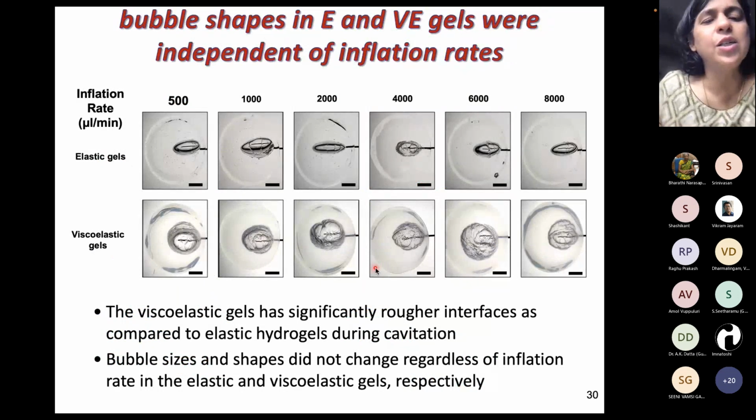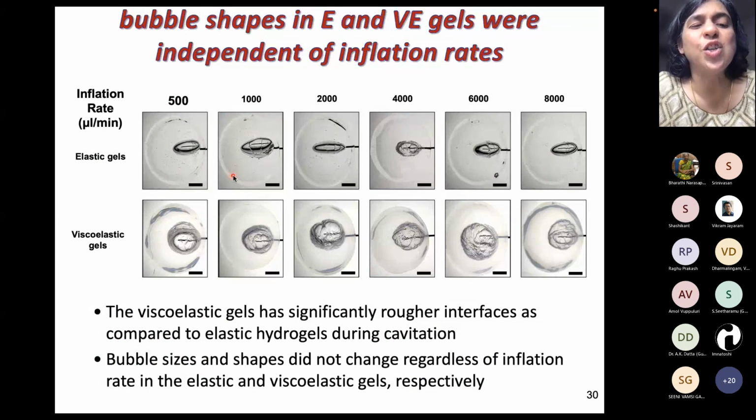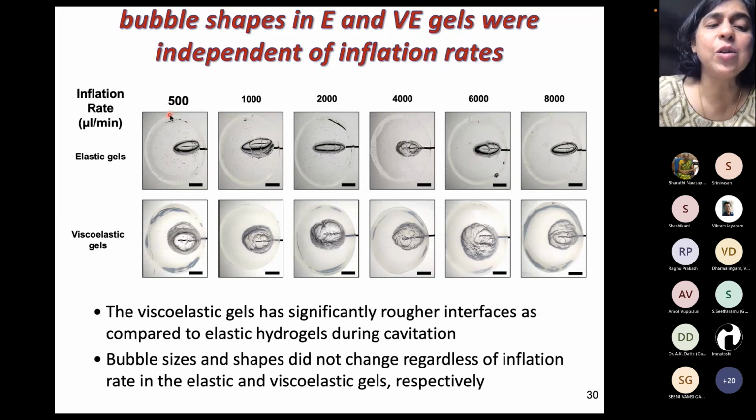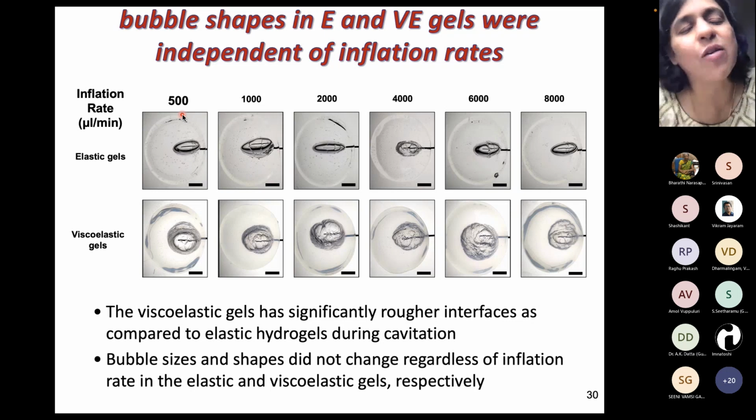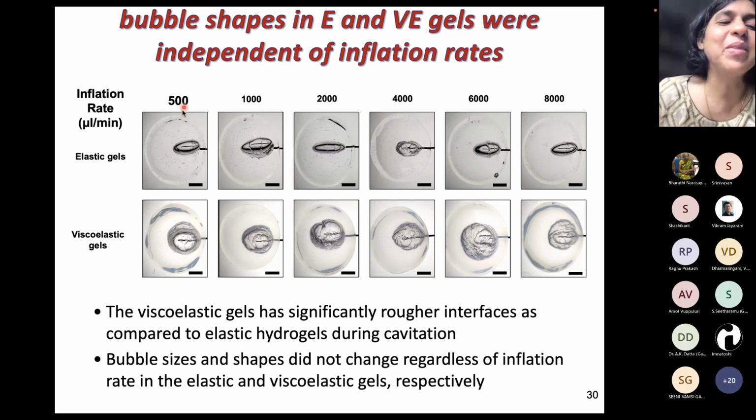we started doing these experiments to watch the shapes in these elastic and viscoelastic gels at various inflation rates. So what you see from left to right are inflation rates controlled from 500, sorry, it was microliter, not milliliter. So it was 500 microliter all the way up to about 8,000 microliter per minute. And this top panel is for elastic, whereas the bottom panel is for viscoelastic.